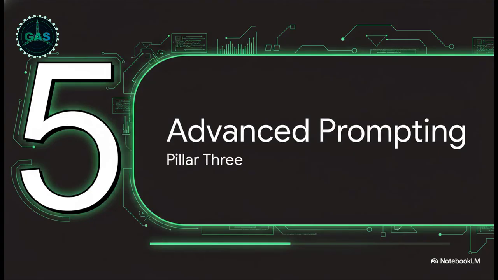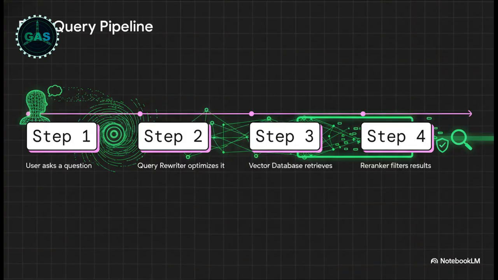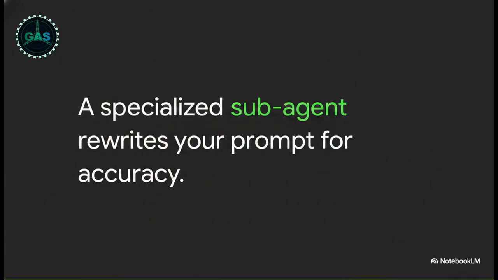Section 5. Advanced Prompting. Pillar 3. Now, even with pristine data and elite vectorization, you're leaving immense performance on the table without advanced prompting. In an enterprise-grade setup, a query does not go straight to the database. Instead, it moves through a specialized multi-step pipeline designed to aggressively optimize the request and filter results before the user ever sees an output. We accomplish this by adding a specialized AI subagent that acts as middle management.